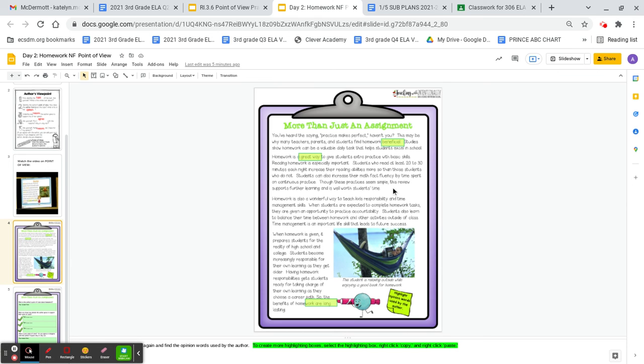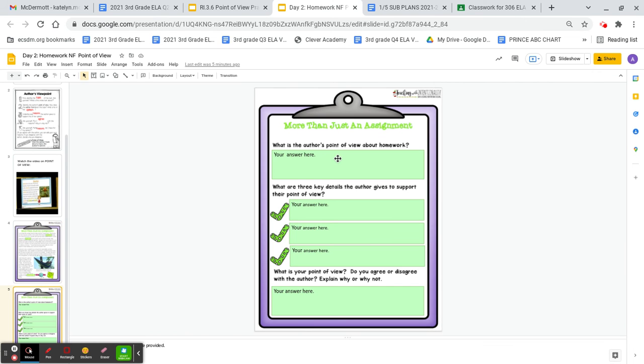The first reason is it helps with your reading and math ability. The second reason that we find in this paragraph here is that it helps teach responsibility and time management. And the third paragraph talks about how it prepares you for high school and college. So the author's point of view, homework is beneficial. Why? And here are your three reasons.